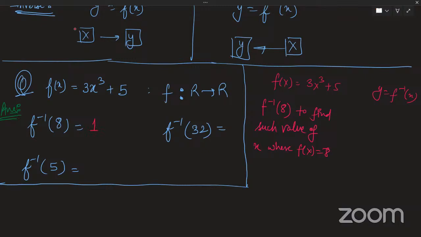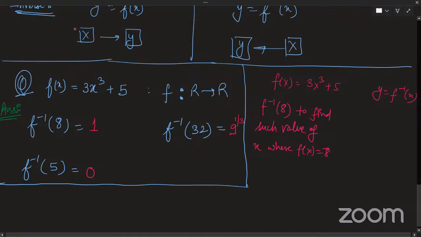Similarly, tell about this. Sir, for 5, it is 0. Correct. What about this? Cube root of 9, sir. Correct.